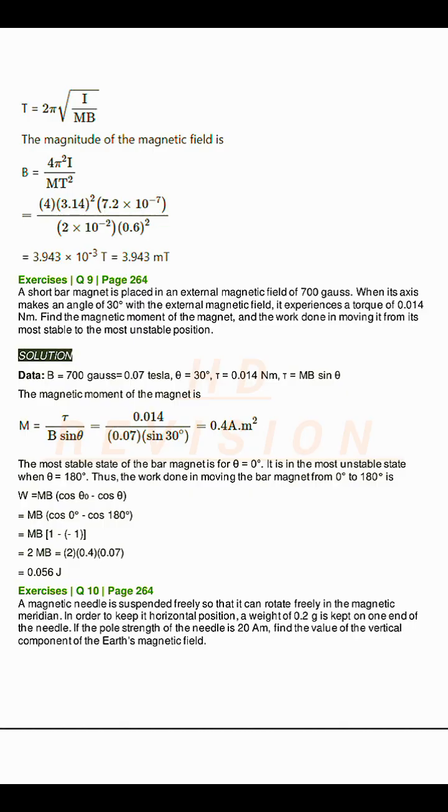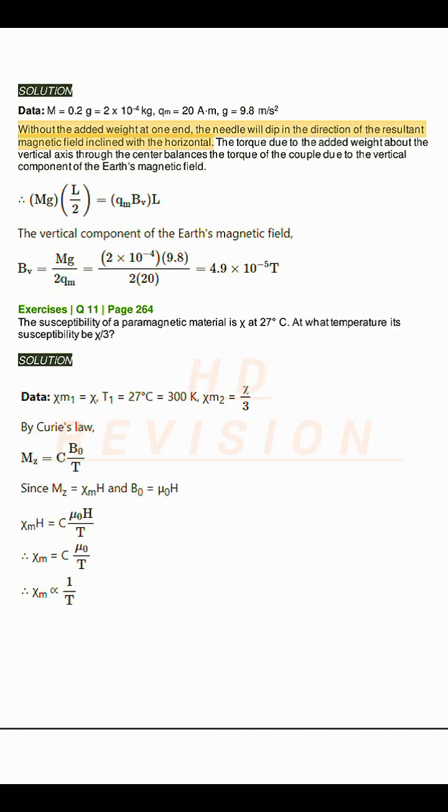Without the added weight at one end, the needle will dip in the direction of the resultant magnetic field inclined with the horizontal. The torque due to the added weight about the vertical axis through the center balances the torque of the couple due to the vertical component of the Earth's magnetic field.